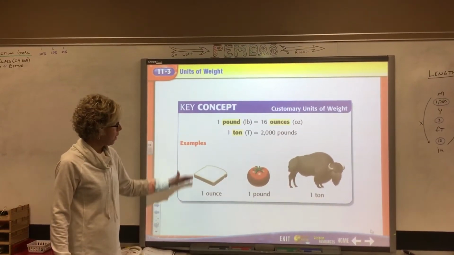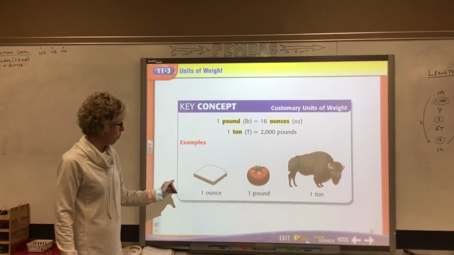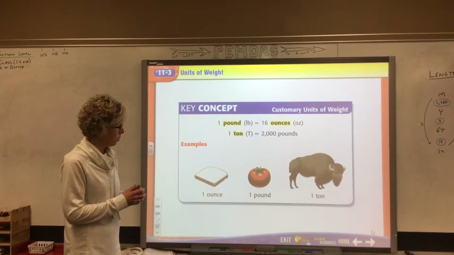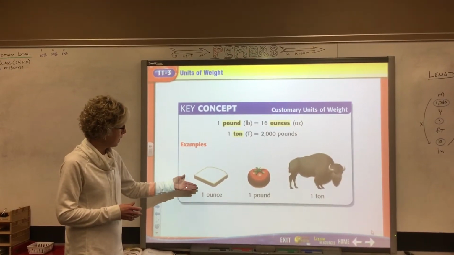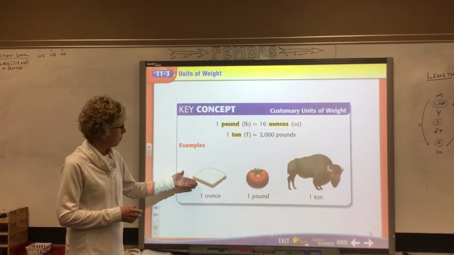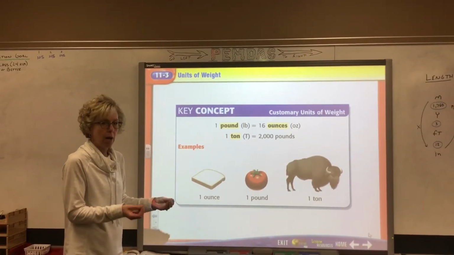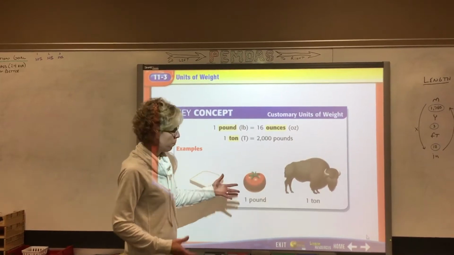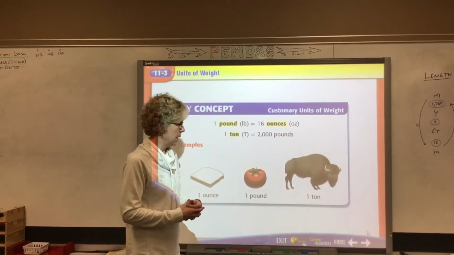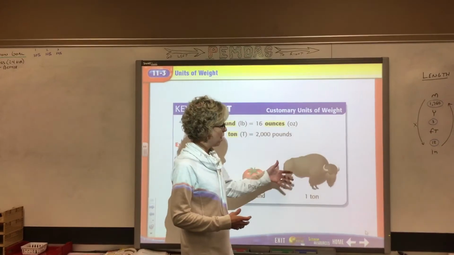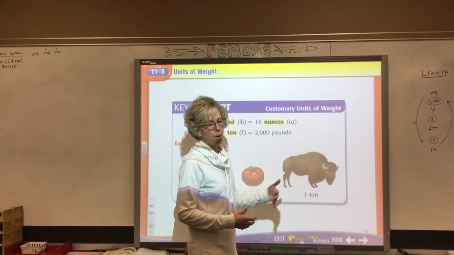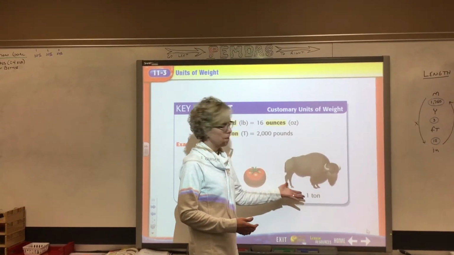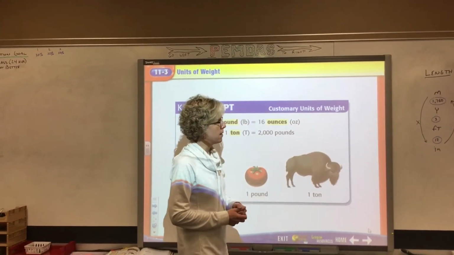When you're thinking about these different units of weight, one thing you can think of that is equivalent to those weights would be, say, a slice of bread would be very similar to how much an ounce would be. A tomato might weigh about a pound. And then when you're thinking about a ton, here we've got a buffalo, but I think of big cows, anything of that nature is about a ton.